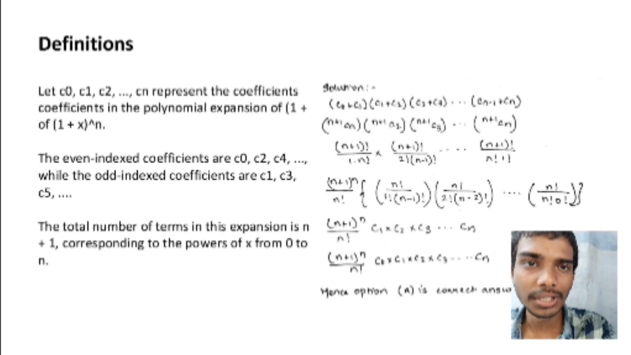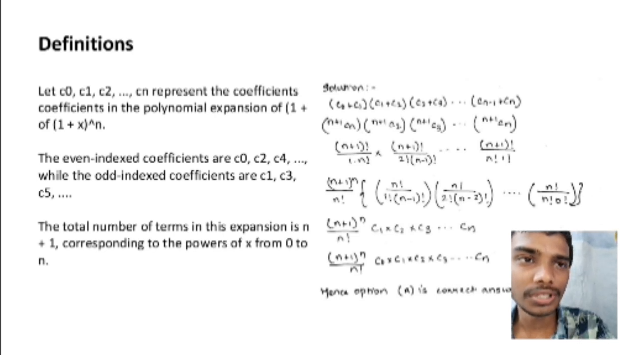Definitions. Let C0, C1, C2 and so on up to Cn represent the coefficients in the polynomial expansion of (1 + x) power n. Then the even index coefficients are C0, C2, C4, while the odd index coefficients are C1, C3, C5. The total number of terms in the expansion is n + 1, corresponding to the powers of x from 0 to n.